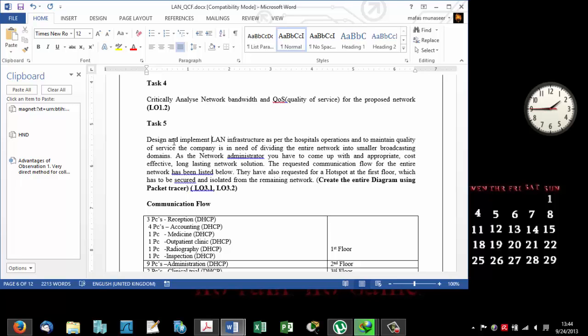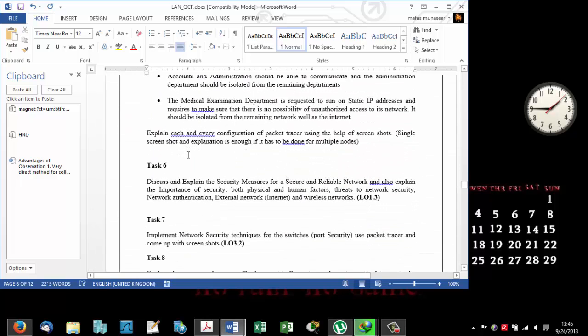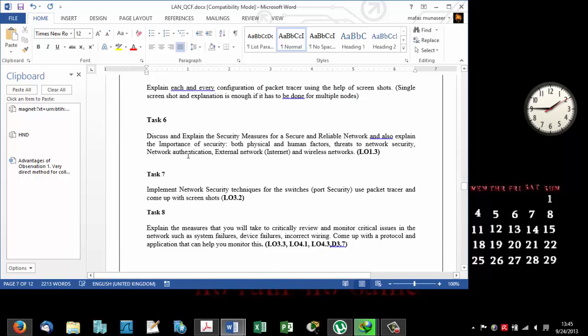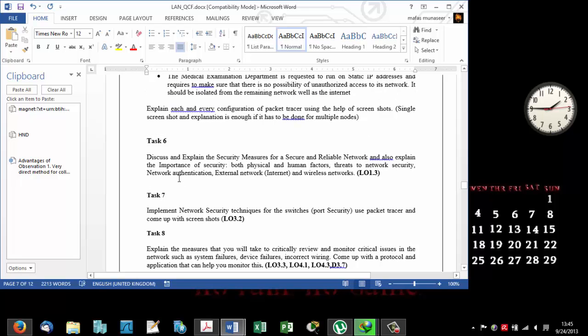Task sets: discuss and explain security measures for a secure, reliable network, and also explain the importance of security, both physical and human factors, threats to network security, network authentication, and external networks, which are the internet and wireless networks. So areas where the issues arise, the overall environment in terms of your hosting, in terms of the general security protocol, you can come up with some. Overall, okay, network, local area network security chapter.